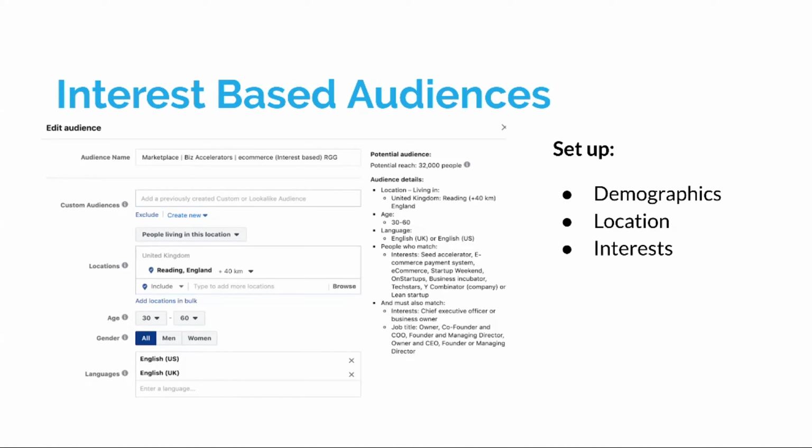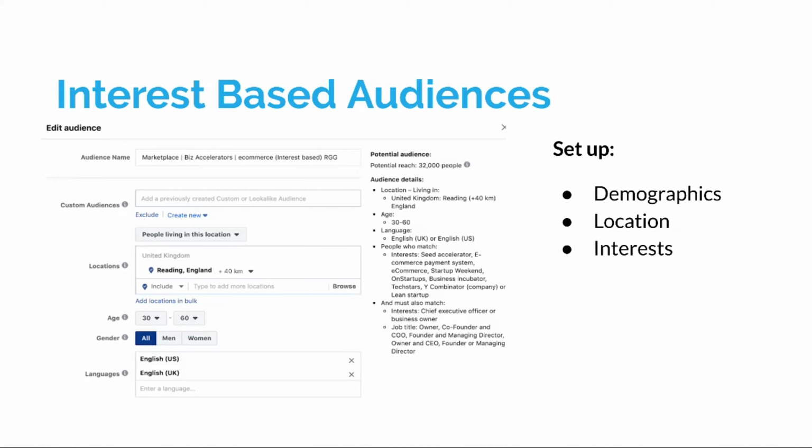So it's useful to include as much information as you can, but you can go back and change it. So for this, I've clicked on Create New, and I'm selecting people within 40 kilometres of Reading, and age range 30 to 60. I've set it to English speakers, just because I believe most of the customers I'm targeting speak English, but there are lots of language options there as well.